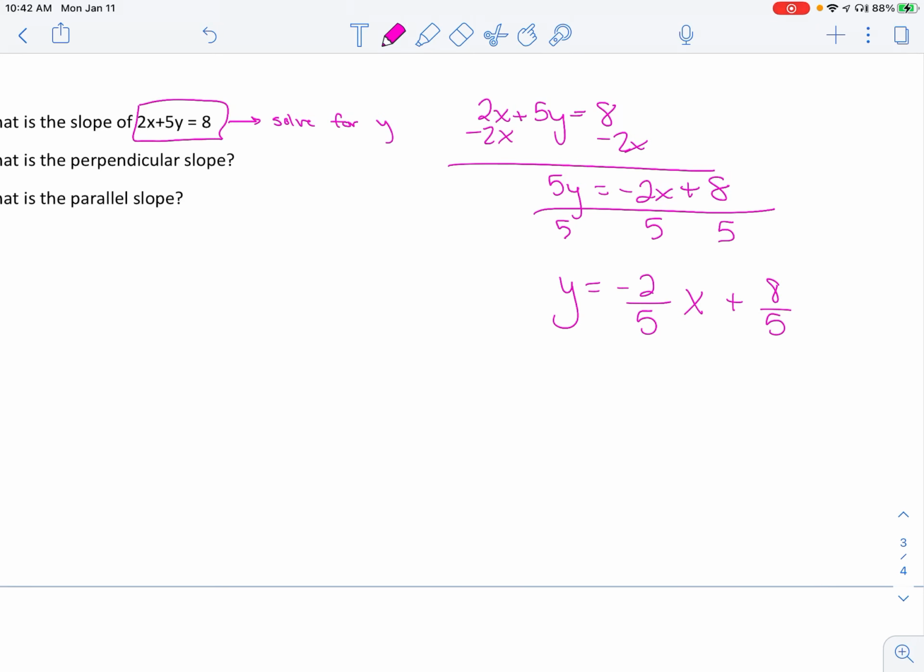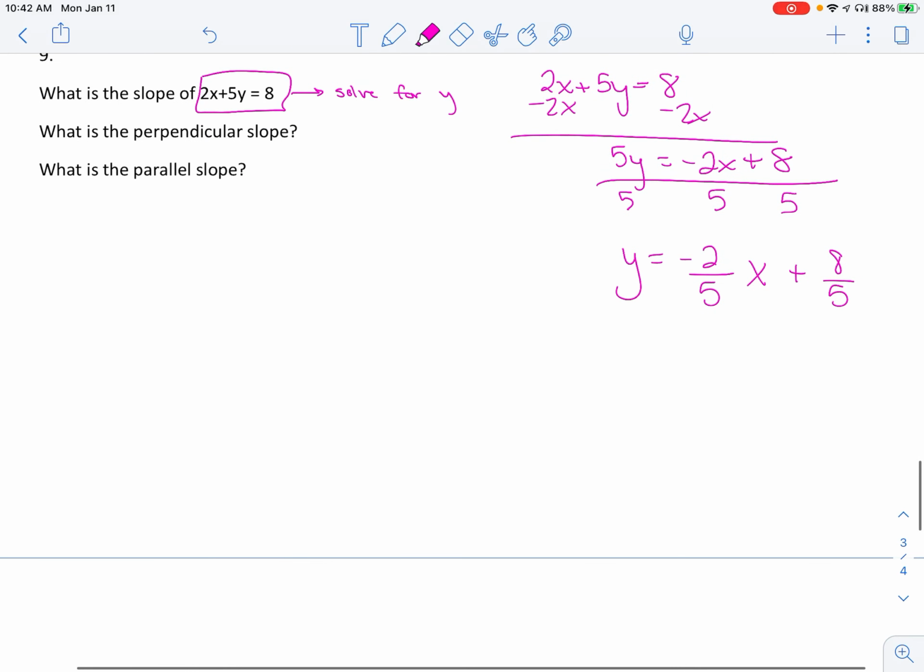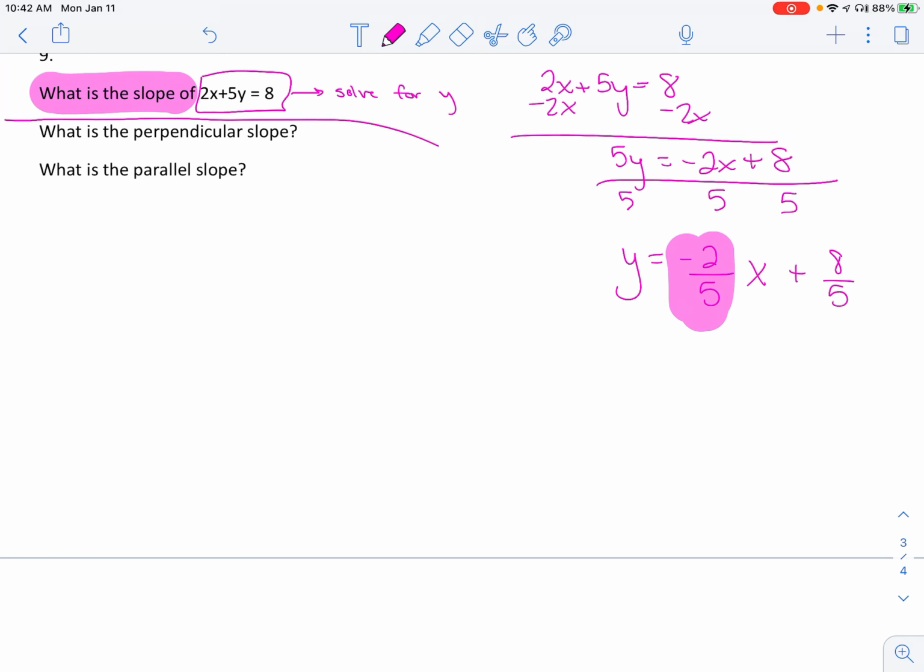Nothing reduces. So they said, what is the slope? This is the slope. That is the slope. Let me try to keep this kind of like in its own little entity there. So the slope is -2/5. It says, what is the perpendicular slope? So you're going to have to remember this word perpendicular means opposite reciprocal.